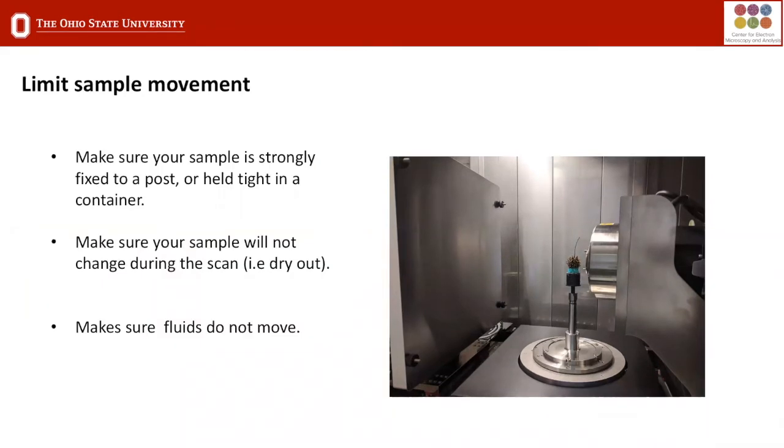There are a lot of different and creative ways that samples can be mounted for microCT imaging, but one of the main rules is that you don't want your sample to move. So make sure that however you fix it to the post, or if you put it in a container, the sample is going to remain stable during the whole scan. Also, if you have a sample that is wet or is likely to change during the scan, you really want to prevent that from happening. So you don't want a sample drying out or changing during the scan. And also if there are fluids in your sample or in your sample setup, you want to make sure those fluids don't move.